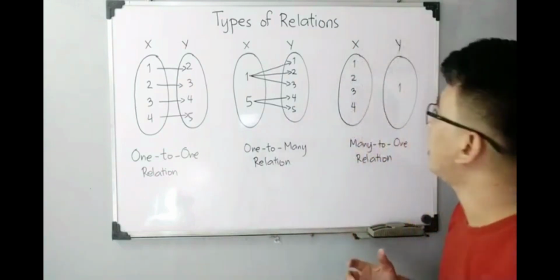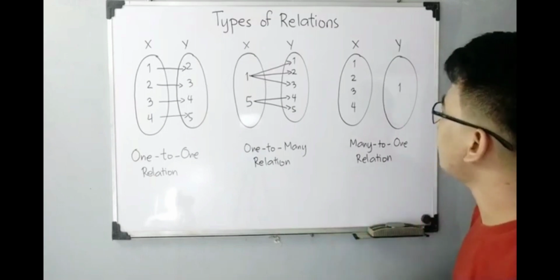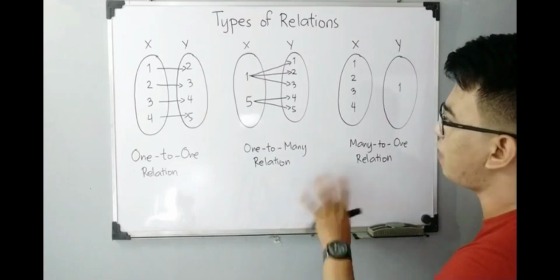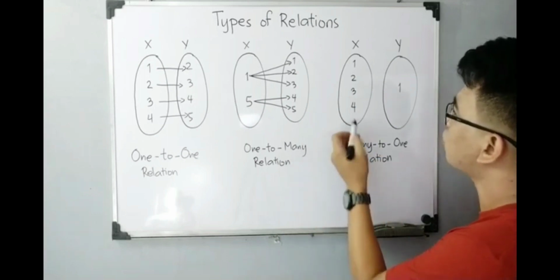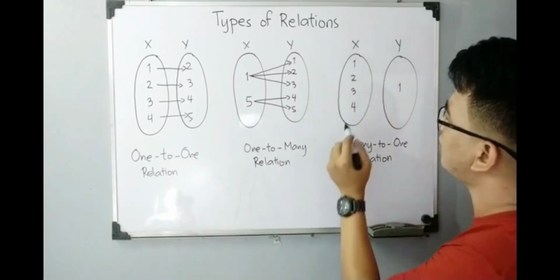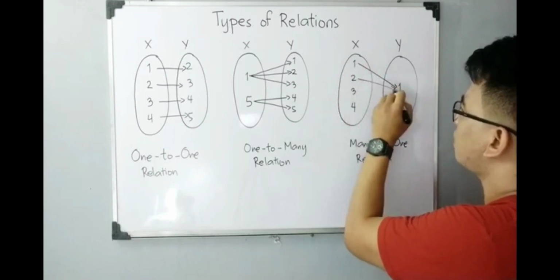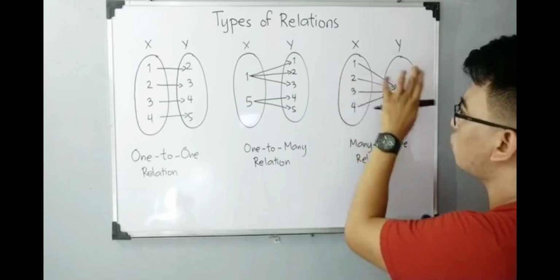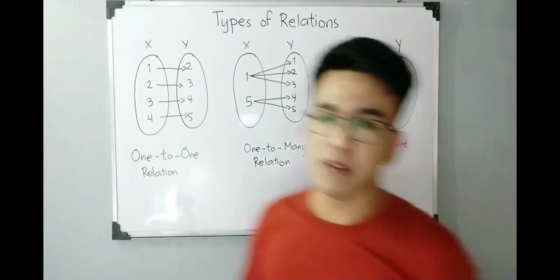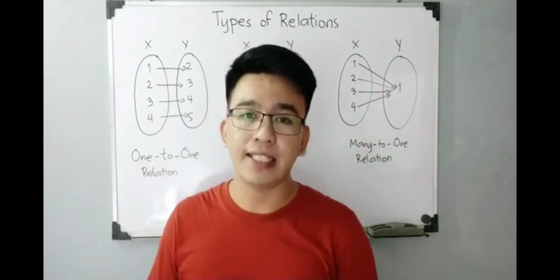And next naman natin ay yung many-to-one. So as you can see, ito naman yung reverse process ng one-to-many, yung many-to-one, in which yung 4 values of x natin, it corresponds to a single output or to a single value of y. Kaya siya many-to-one.